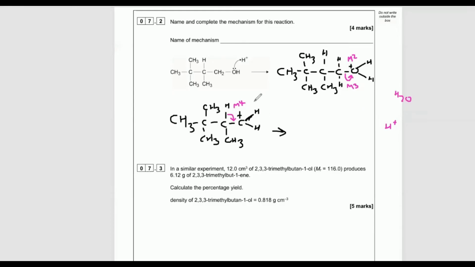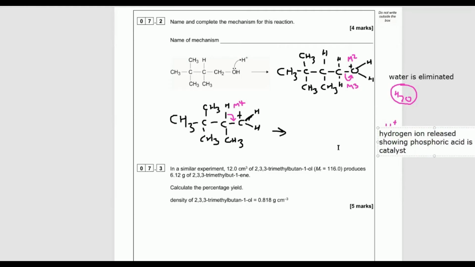And you might notice that water is being eliminated. So what's the name of the mechanism of this reaction? It's an elimination mechanism. So we just call this elimination, and it's purely because the water is being eliminated. Notice that hydrogen ion that breaks off in the second part of the reaction shows that the phosphoric acid is a catalyst because we're reforming that hydrogen ion from the phosphoric acid. And so the name of the mechanism is elimination, and that's your M1 mark.